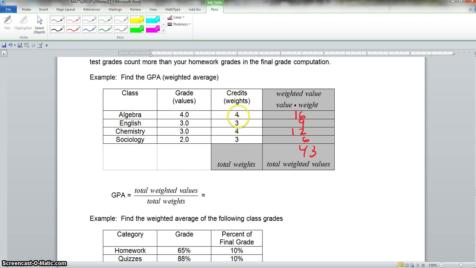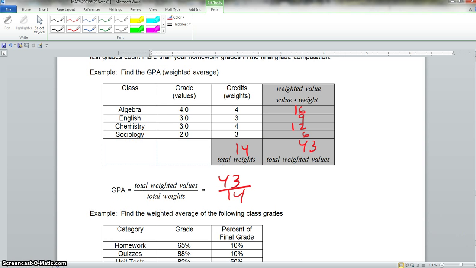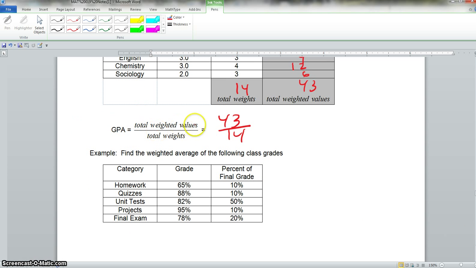Now we have the total weights. We will add these up. 4 plus 3 is 7, plus 4 is 11, plus 3 is 14. Now it says the GPA is equal to the total weighted values, which is 43, divided by the total weights, which is 14. Now what we need to do is divide these values. So you could take your calculator and take 43 divided by 14, and if we round this to the nearest hundredth place, this will give you a grade point average of about a 3.07.